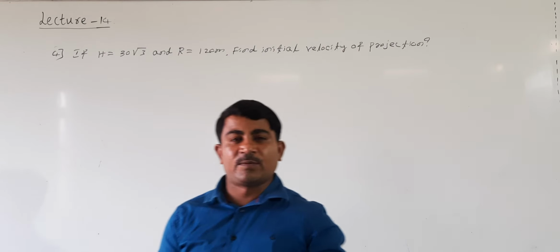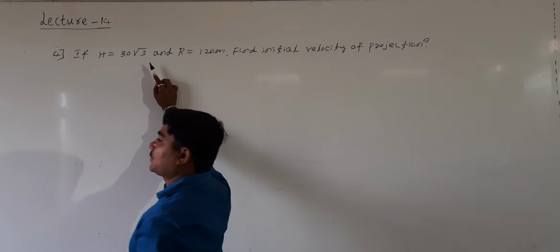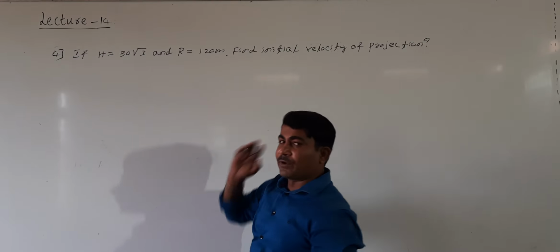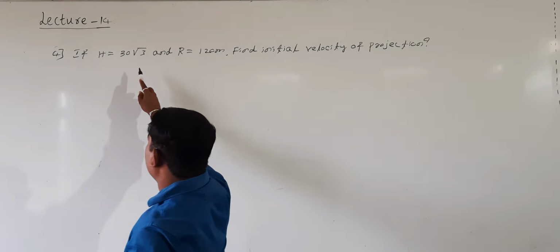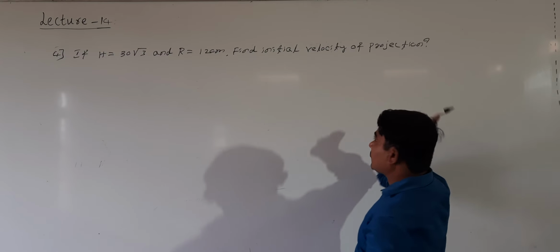Okay students, one more numerical. If h is equal to 30 root 3, h means maximum height, and r equal to 120 meter. Horizontal range and height are given. Height equal to 30 root 3 and r equal to 120 meter. Find the initial velocity of projection.